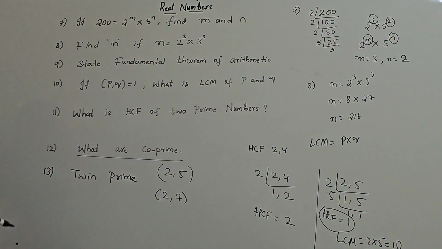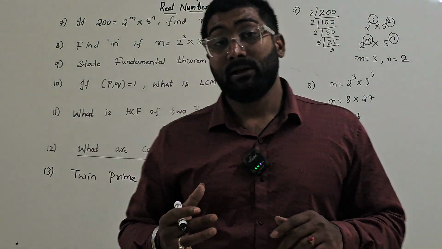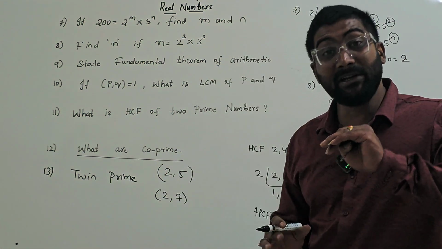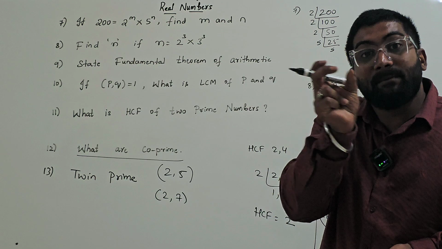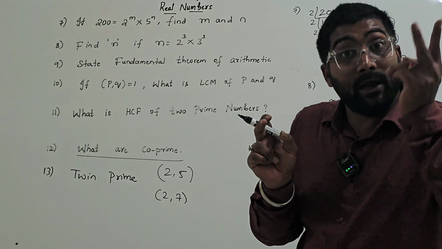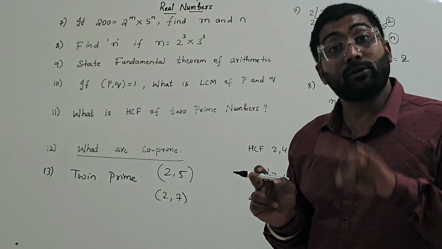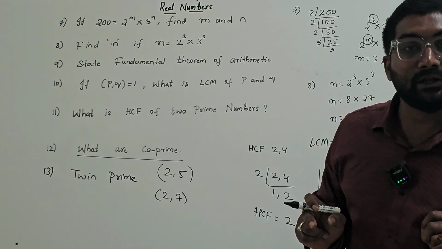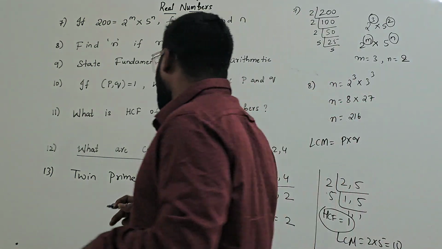This is a question they may sometimes ask, students. Not regularly, but sometimes. These are all one mark questions, very important questions. What is a twin prime? The two numbers should both be prime numbers. Understand? If the difference of those two prime numbers is 2, then it is called a twin prime.